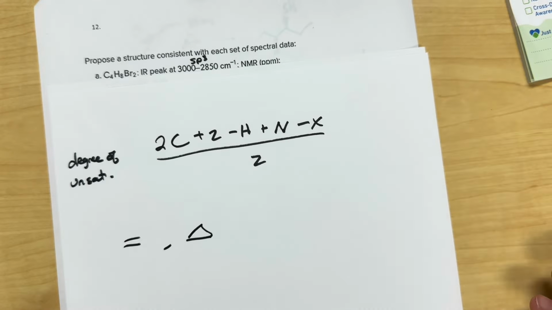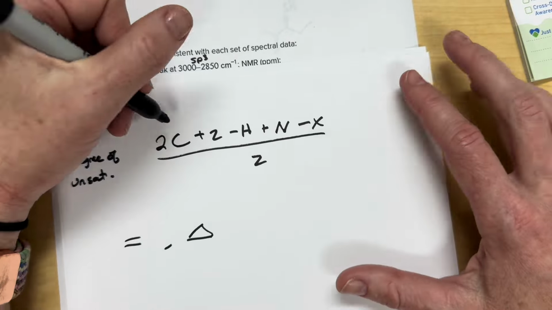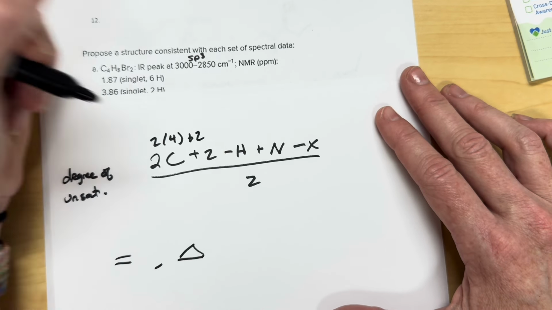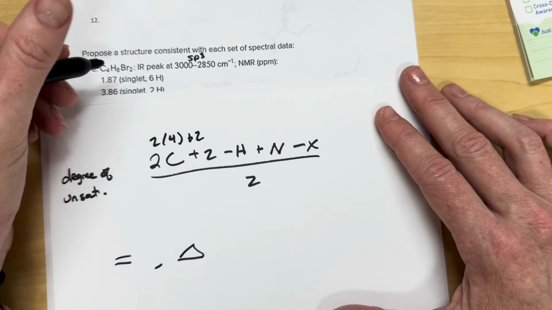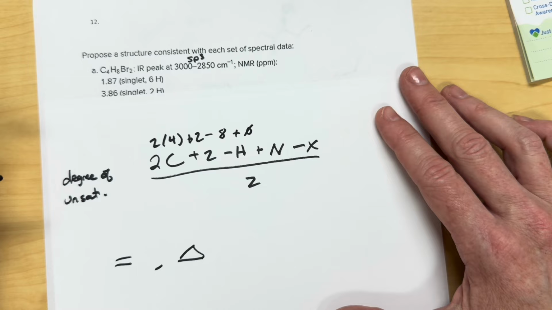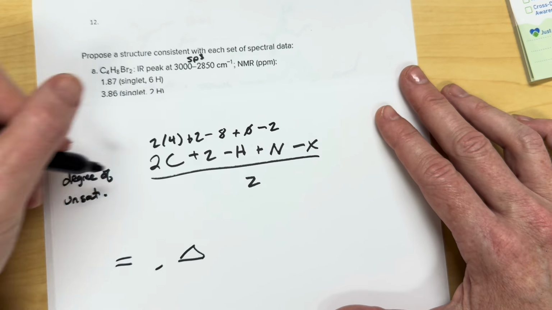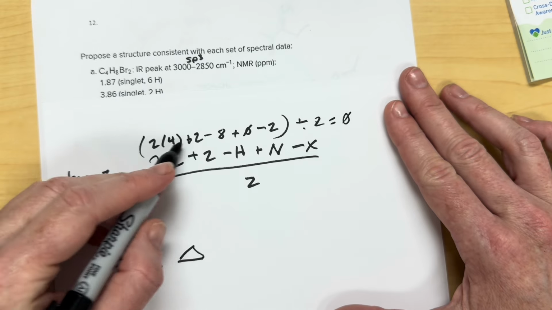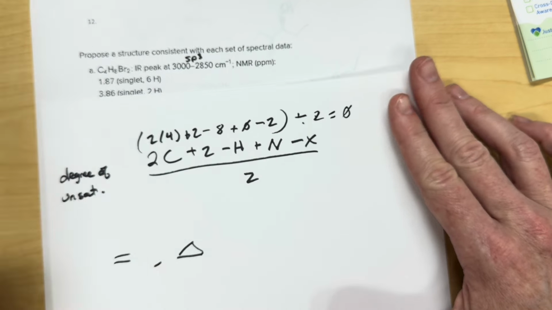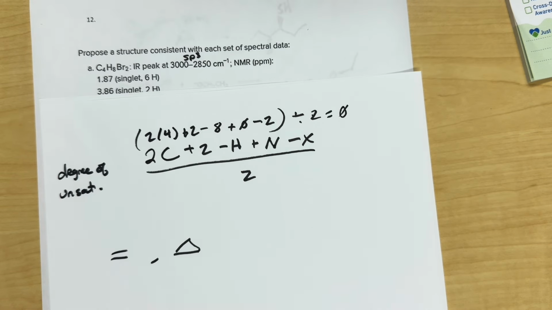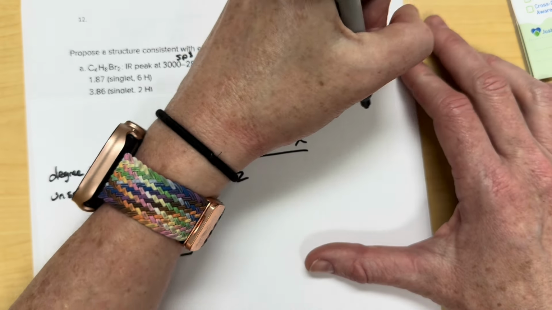So if we take 2 times the number of carbons plus 2, that's 10, minus the number of hydrogens, which is 8, plus 0 for the number of n, minus 2 for the number of x, and we divide all of this by 2, we get an answer of 0. This would be 10 minus 8 minus 2, which is 0. Cool. So there are 0 degrees of unsaturation in this thing, meaning it's all alkane.